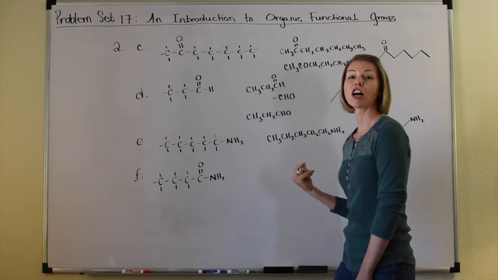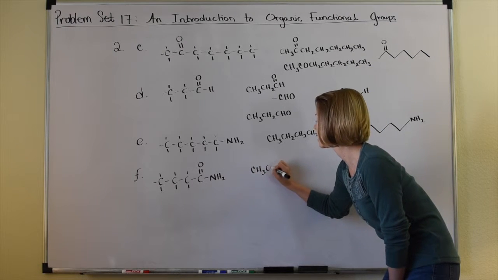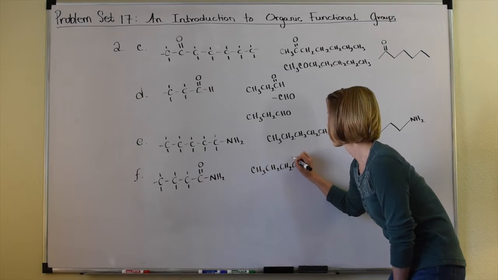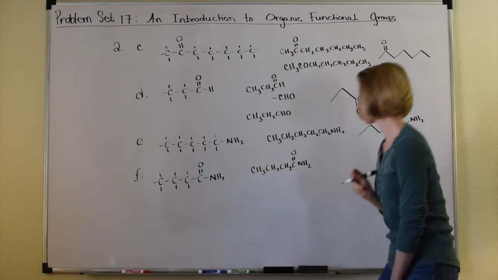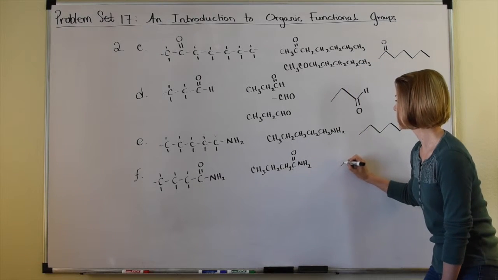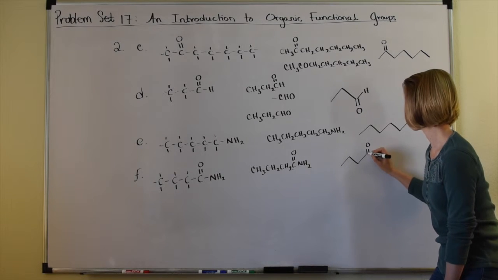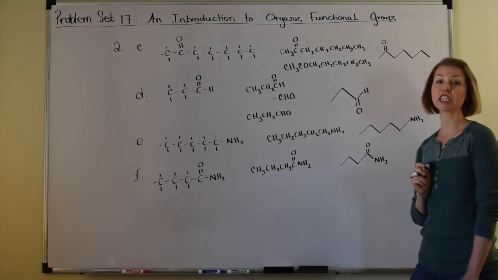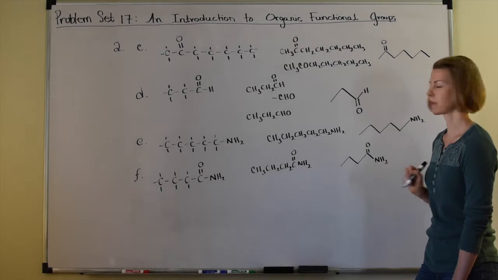All right, on to condensed. CH3, CH2, CH2, carbonyl, and the NH2. And finally, our line structure, 1, 2, 3, 4. That's our carbonyl. And that last bond is to the NH2. So the amide functional group here.